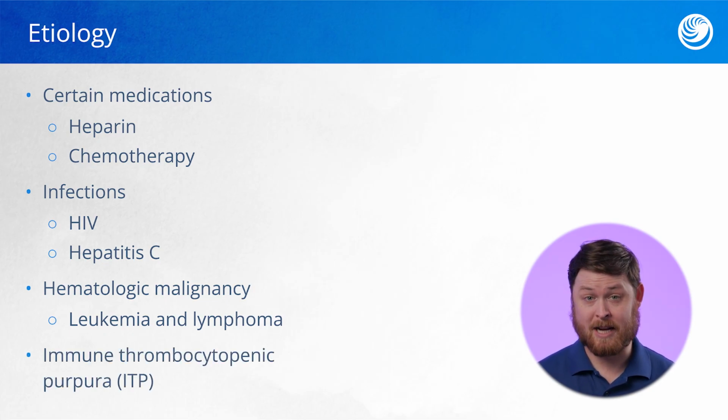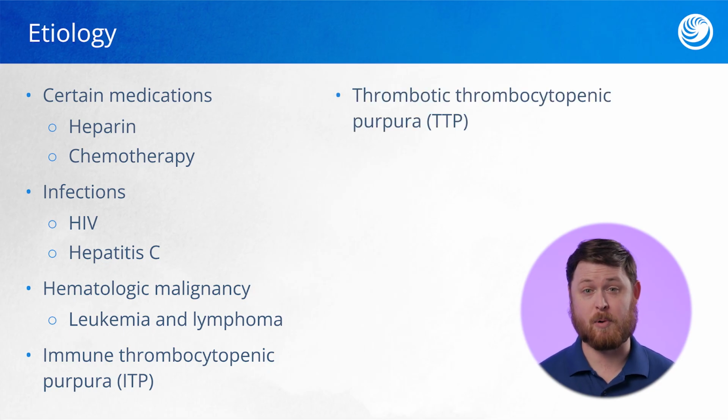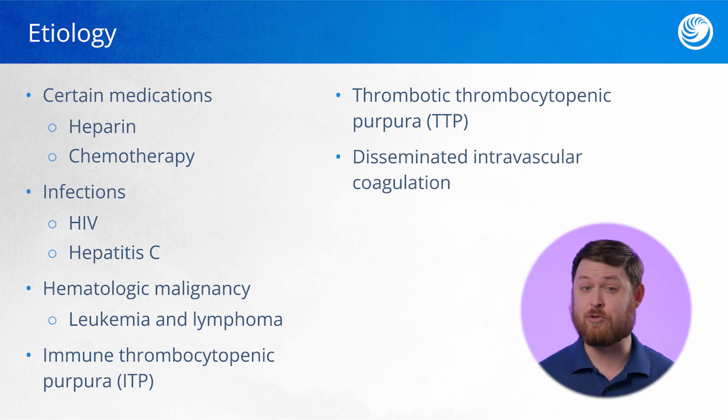Immune thrombocytopenic purpura, or ITP, and thrombotic thrombocytopenic purpura, or TTP, lead to thrombocytopenia in different ways, which we will look at on the next slide. And disseminated intravascular coagulation, which can happen from sepsis, tissue injury, and other types of inflammation, results in massive platelet consumption as clotting takes place in blood vessels throughout the body. This leads to significantly low platelet levels and can contribute to spontaneous bleeding.